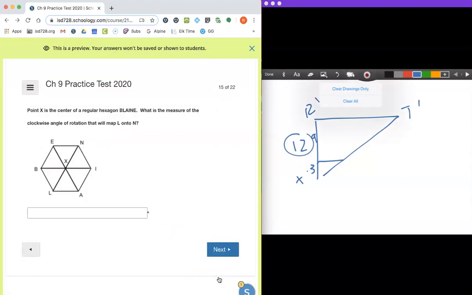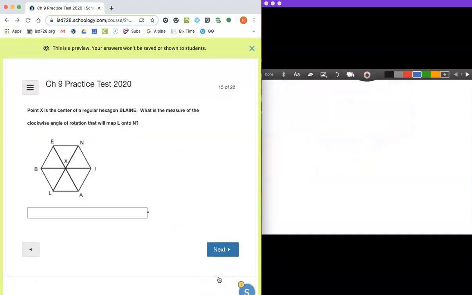Okay, all right, angles of rotation. Point X is the center of the regular hexagon BLAINE. What is the measure of the clockwise angle of rotation that will map L onto N? So first off, there's 6 sides. We take 360 divided by how many sides there are to figure out how many degrees each letter is away from each other. So each step is 60 degrees.